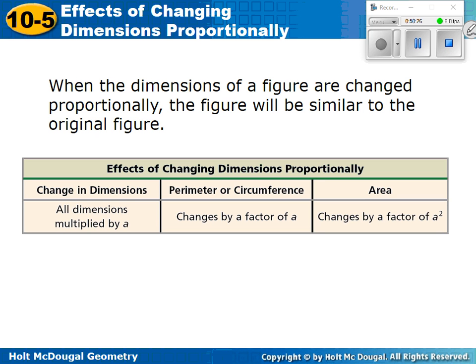So right now, talk to your partner and see if you can come up with every shape on your formula sheet that only has one dimension in its formula. Go. We already know circle is one of them.